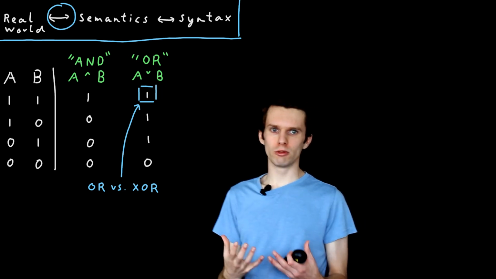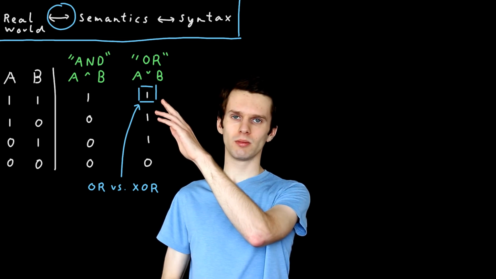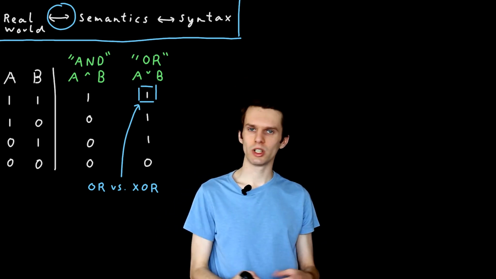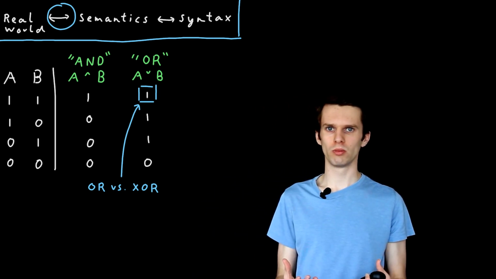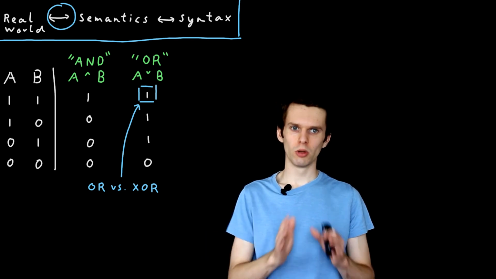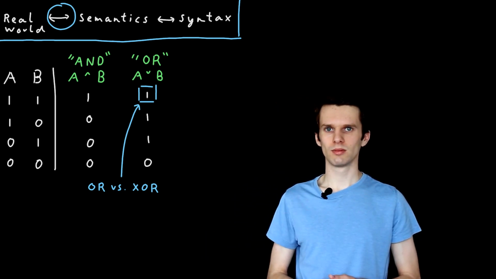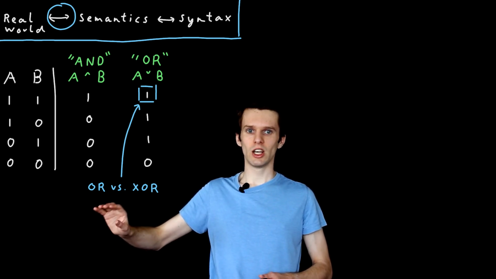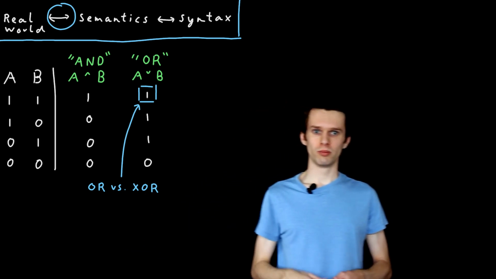We could quite reasonably have said, well, we want this value to be 0, because that links in more naturally with our natural language intuition of the word or, which quite often means either something or the other, but not both. This is actually the difference between the propositional connectives or and XOR, exclusive OR.